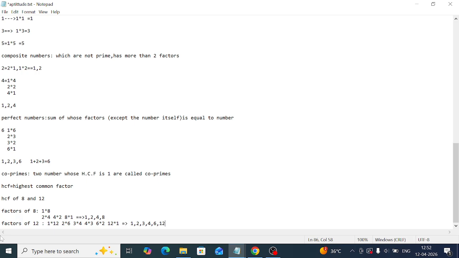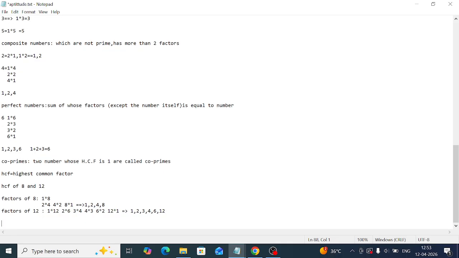See, repeated values are not counted again, you take a single value. Here factors of 8 means 1, 2, 4, 8. Factors of 12 means 1, 2, 3, 4, 6, 12. In both these, factors of 8 and 12, what are the common factors? Here 8 is not there. So common factors are 1, 2, 4.